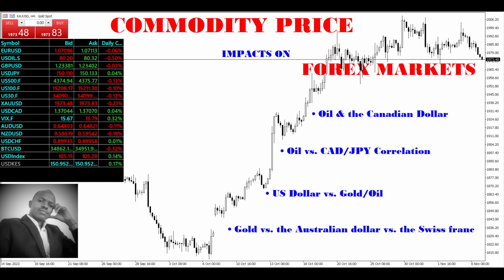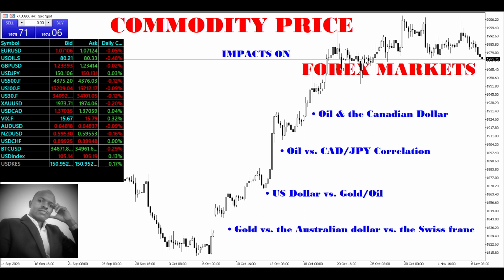So let's take a look at gold versus the Australian dollar versus the Swiss franc. Typically, fluctuations in gold prices often have a notable impact on the value of the Australian dollar in the forex market.